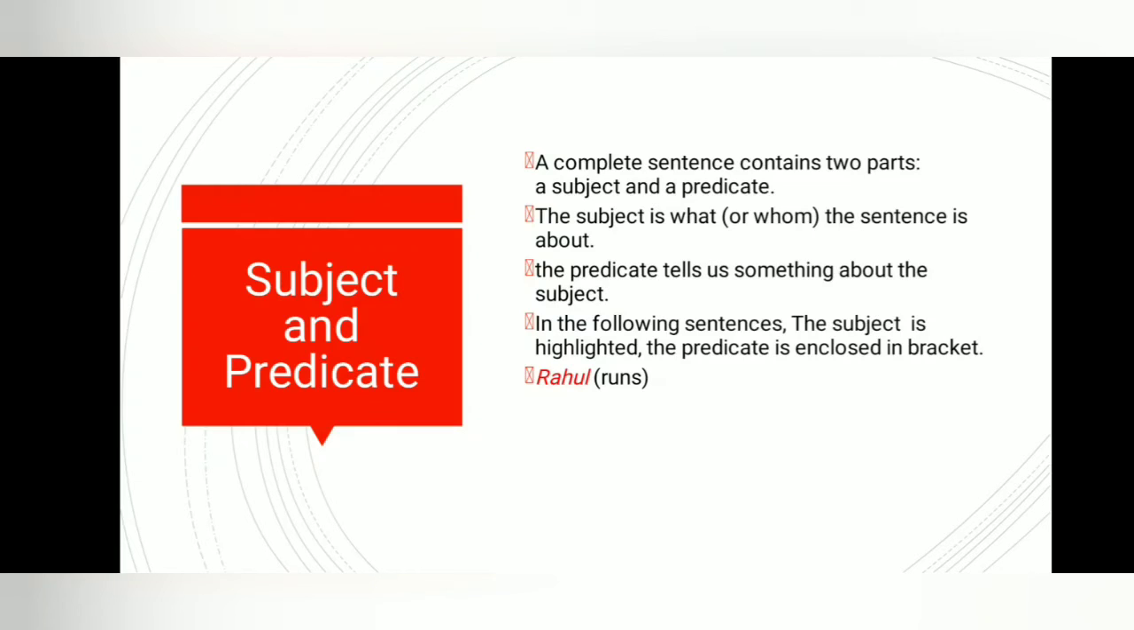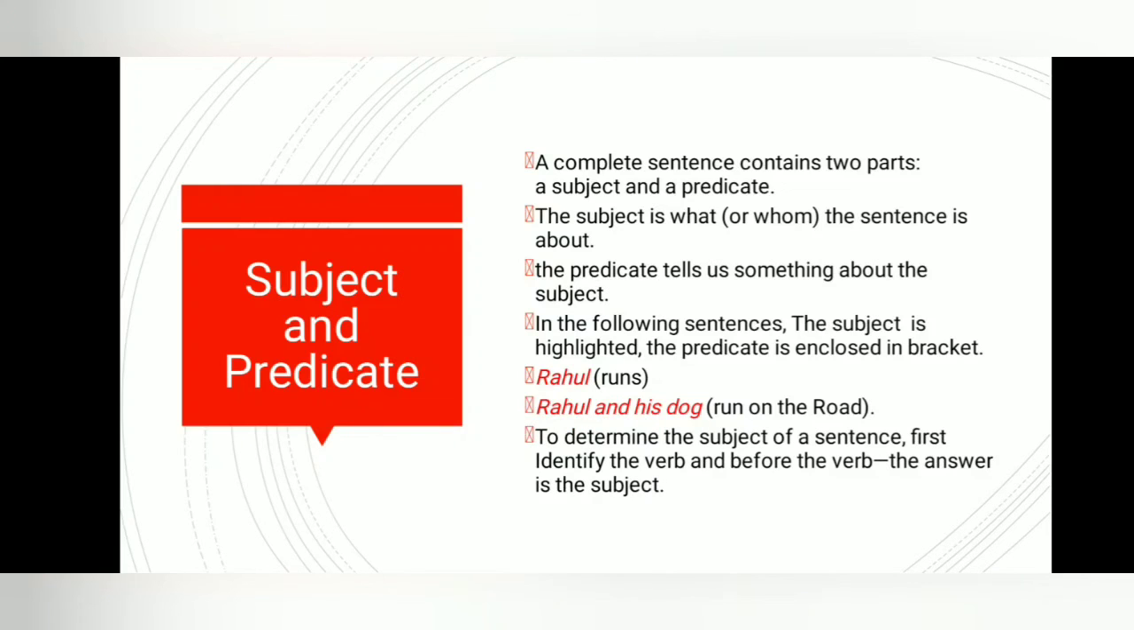Rahul runs. Here Rahul is the subject, runs is the predicate. Rahul and his dog run on the road. Rahul and his dog is the subject, run on the road is the predicate. To determine the subject of a sentence, first identify the verb, and before the verb, the answer is the subject.